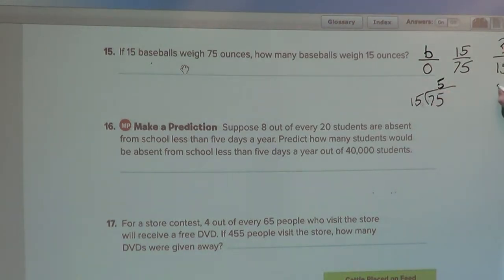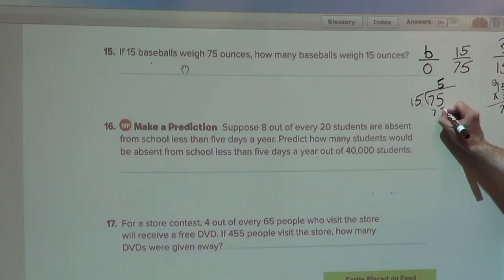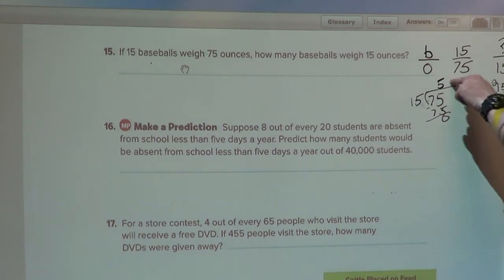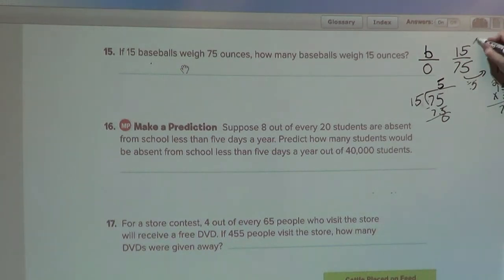5 times 15, don't know. Off to the side, I'll do 5 times 15. 5 carry the 2. Boom, we got it. 75 subtracted, we are at 0. Perfect. So, the answer to this one is, we're going to have to divide by 5. And then up here, we're going to divide by 5. And 15 divided by 5 is 3.